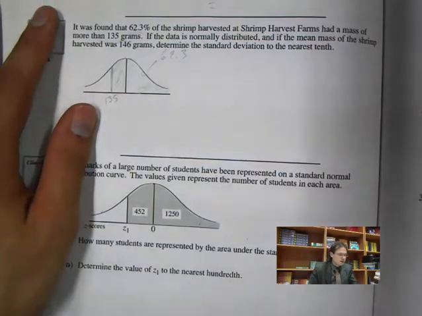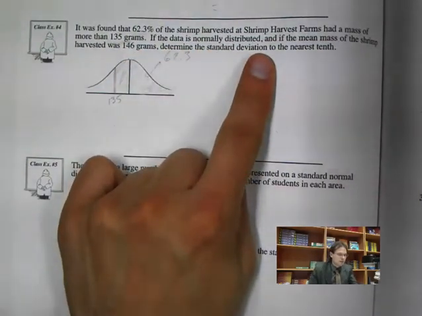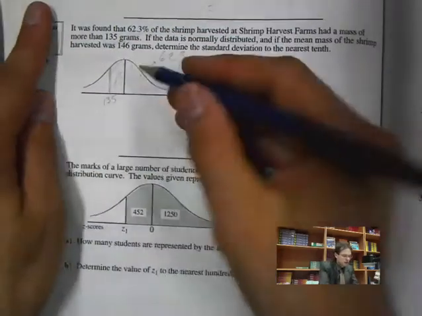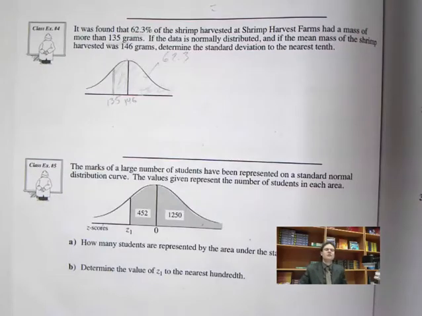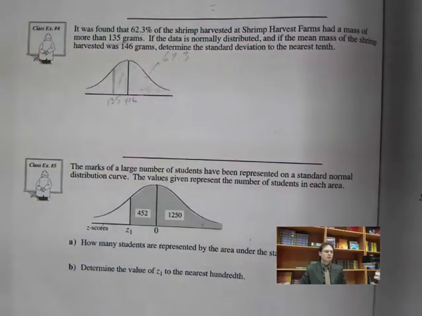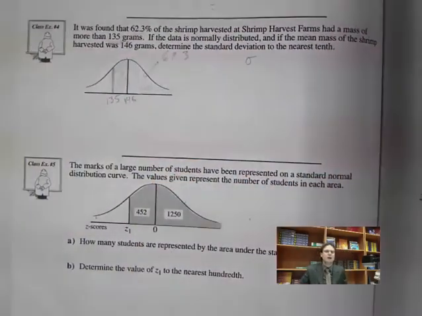So then it says, if the data is normally distributed and the mean of the mass is 146, oh, we do know the mean, 146. It says determine the standard deviation to the nearest 10. So now we're trying to find our standard deviation.